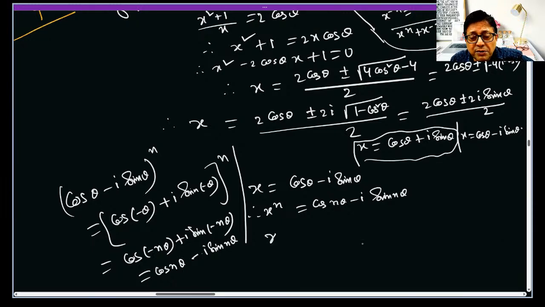Then x to the power minus n will be what? By now we will remember this only. If n is there and minus sign is there, it will be simply cos n theta plus i sin n theta. X to the power minus n, how do you find?